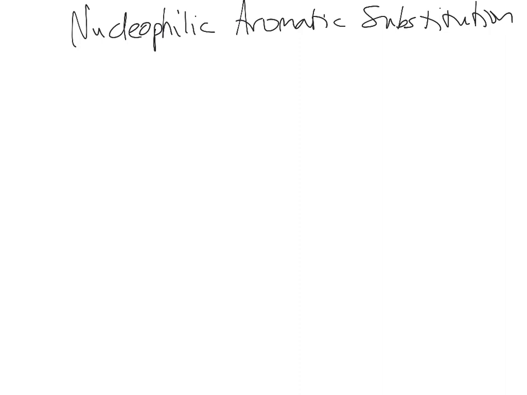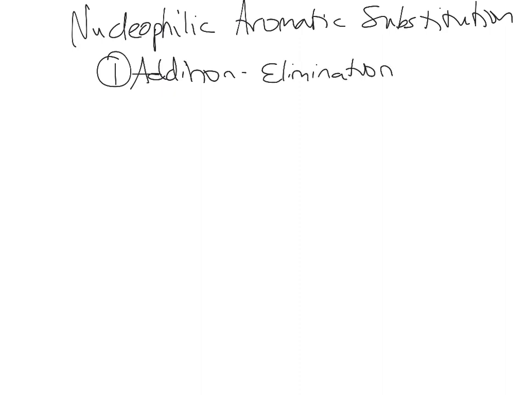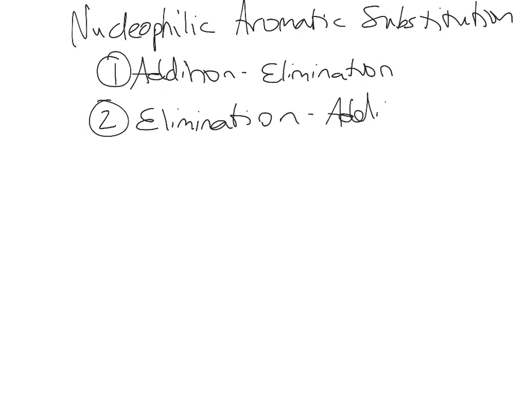There's two different possible mechanisms for this, and there's support for both of them. Neither mechanism is an SN1 mechanism or an SN2 mechanism like you've learned before. These are totally different. Our two types of mechanisms are either addition, elimination, or elimination, addition. And this just talks about what order these things happen in. So with addition elimination mechanism, that's the one we're going to talk about first.